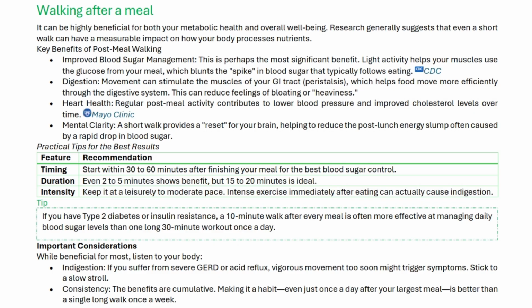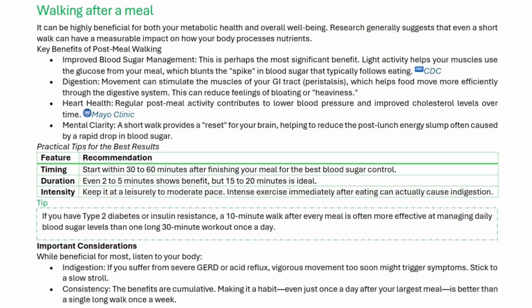Although even 2 to 5 minutes can be beneficial, the intensity should be kept at a leisurely to moderate pace, as vigorous exercise immediately after meals may lead to indigestion. For individuals with type 2 diabetes or insulin resistance, taking a 10-minute walk after each meal may be more effective for managing blood sugar levels than a single longer workout.